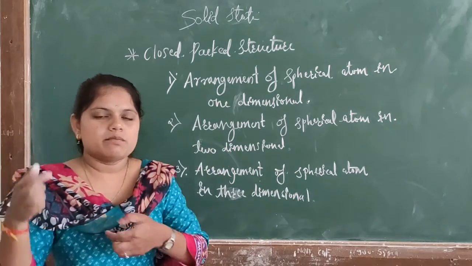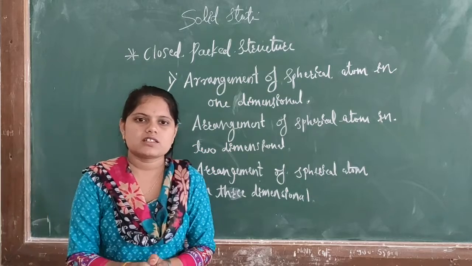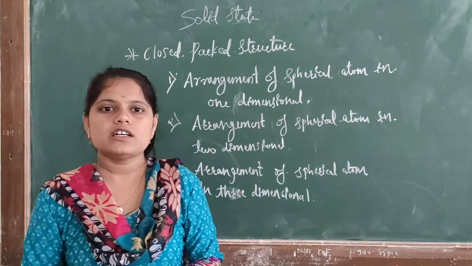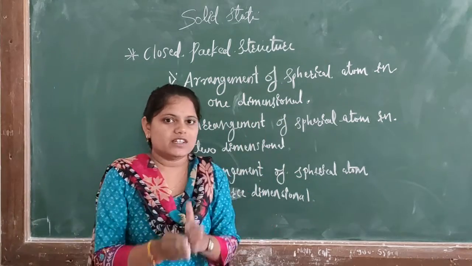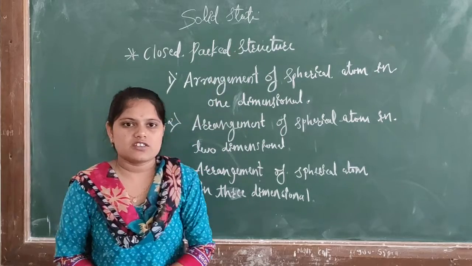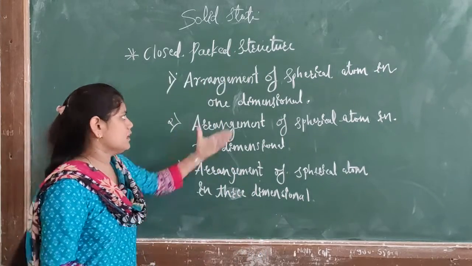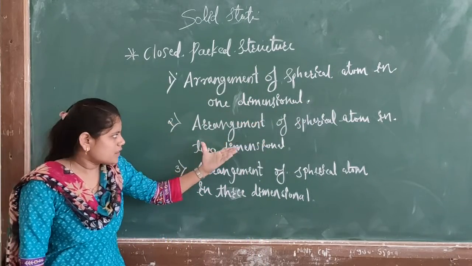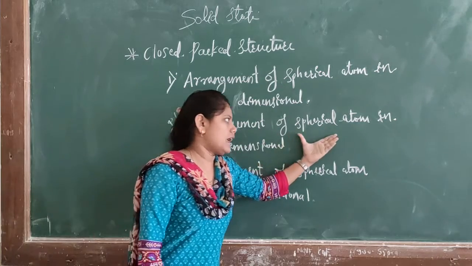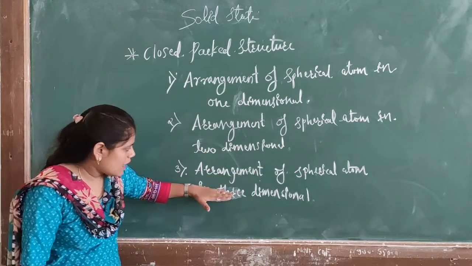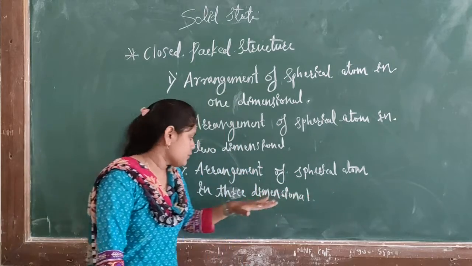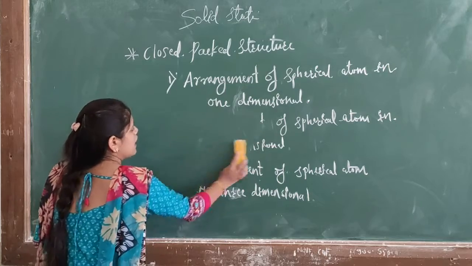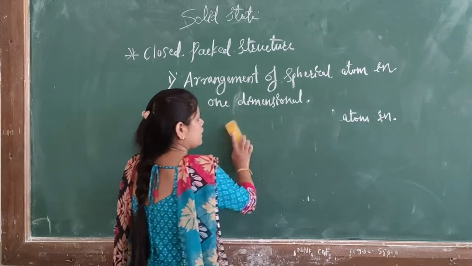I told you what is meant by close packing structure: the arrangement of spherical atoms as closely as possible. For detailed understanding, it is divided into three types. First, the arrangement of spherical atoms in one dimension. Second, in two dimensions, and last, in three dimensions. We'll study them one by one, first the arrangement of spherical atoms in one dimension.